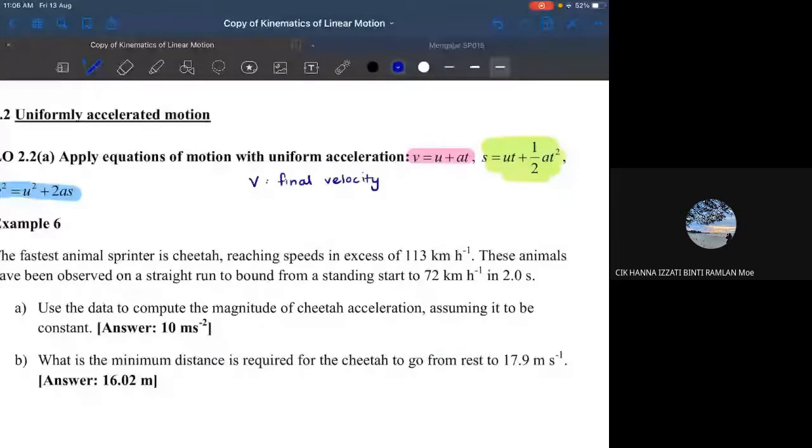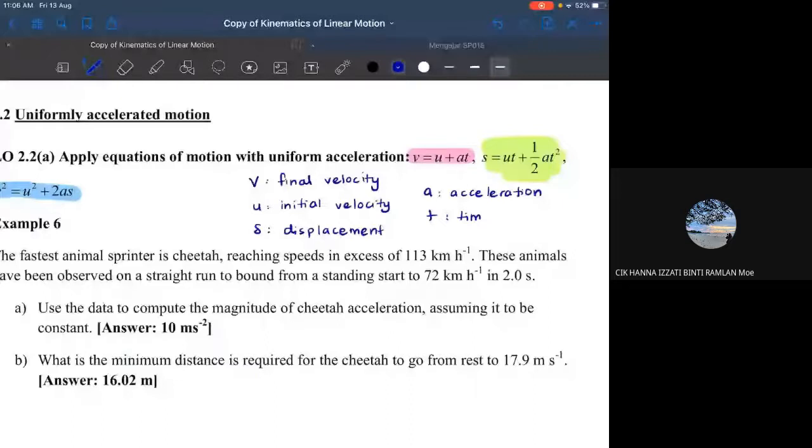And then U is initial velocity. And then we have S is displacement. And then we have A adalah acceleration. And then we have T sama dengan time. Okay. So itulah dia punya simbol tu maksud dia apalah.